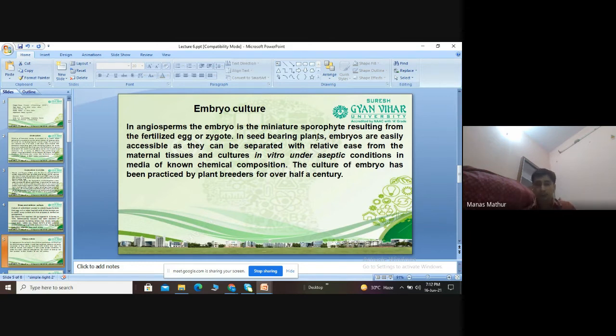In seed-bearing plants, embryos are easily accessible as they can be separated with relative ease from the maternal tissues and cultured. Means in plants which have seeds, the embryo can be easily separated under aseptic conditions. Same, you have to prepare the media, isolate the embryo, culture the embryo. So the culture of embryo has been done by breeders for half a century. Okay, so what we discussed about anther culture, ovule culture, ovary culture, embryo culture: the process is the same, only minor differences there.